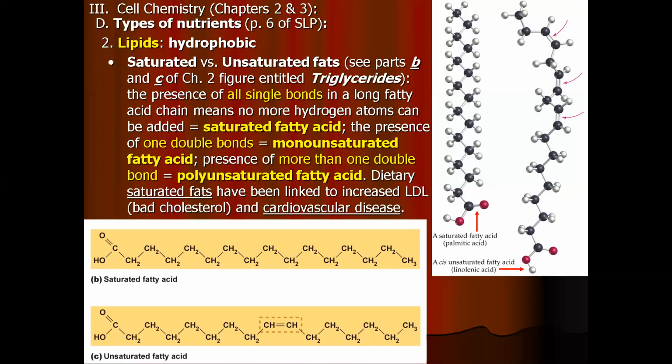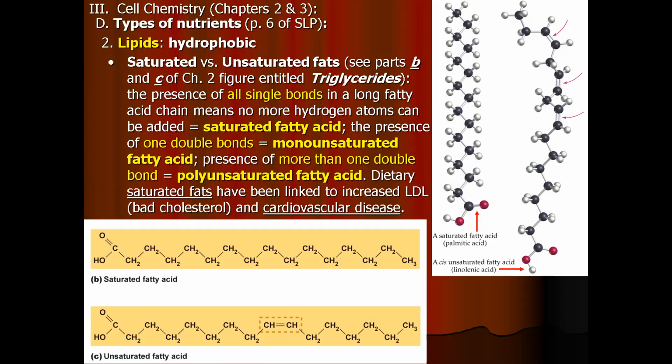And this is bad. This is good. It says that down here, underlined. Saturated fats have been linked to increased low-density lipoproteins, and that's the bad cholesterol, cardiovascular disease.